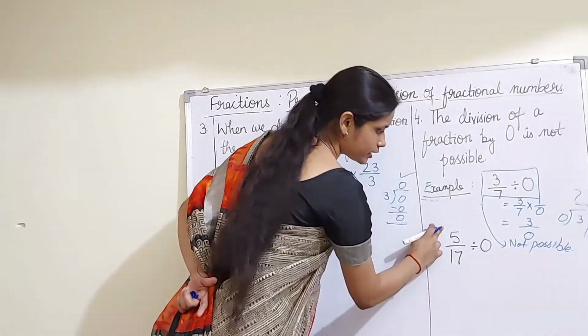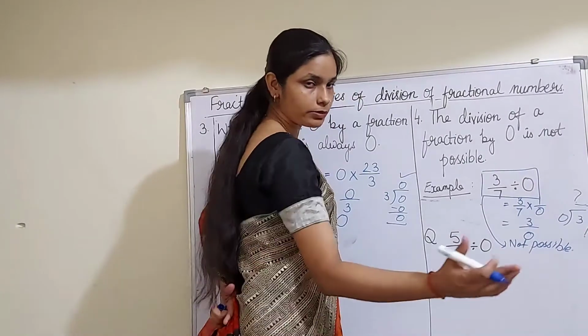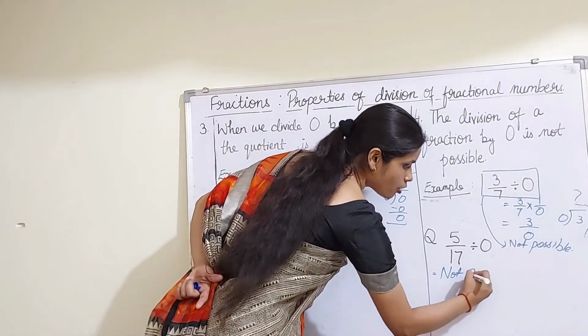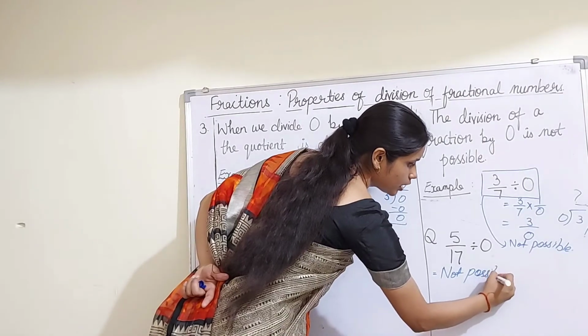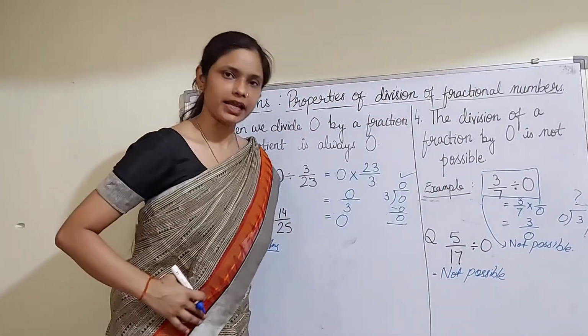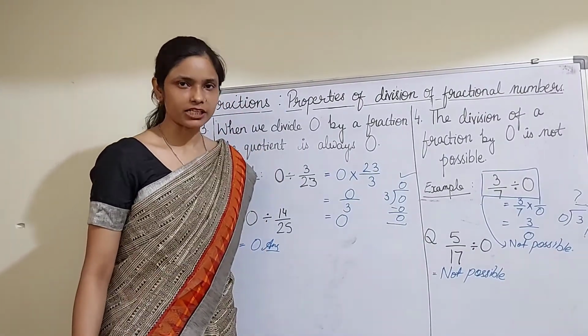Okay, so let us apply this to a question. 5 by 17 divided by 0, what will be your answer? You can directly write the answer as not possible. So you can apply these properties to solve the questions directly. So this was all about the properties of division of fractional numbers.